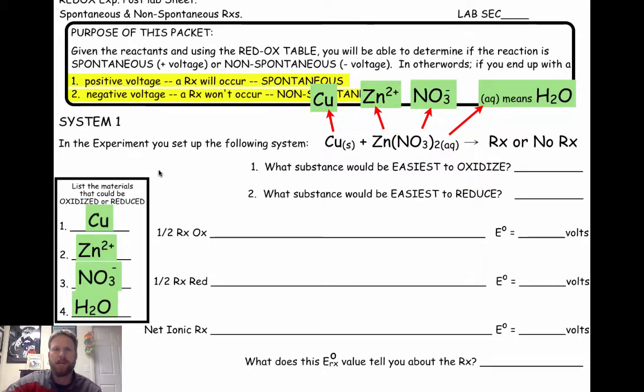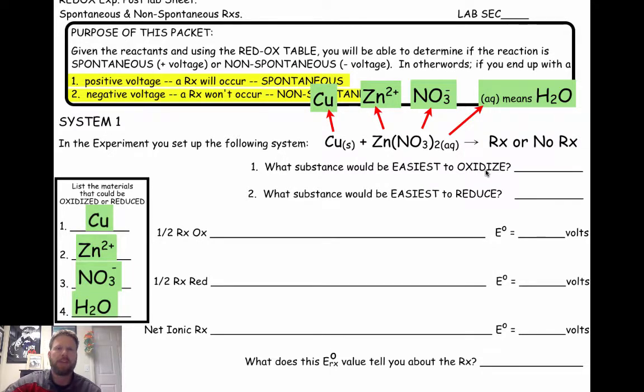For this homework assignment, the list will always be full. So if I give you 4 blanks, there are 4 substances that could be oxidized or reduced. 6 blanks, 6 substances. After we make our list, we need to determine the substances that would be easiest to oxidize and easiest to reduce. We'll start with easiest to oxidize.